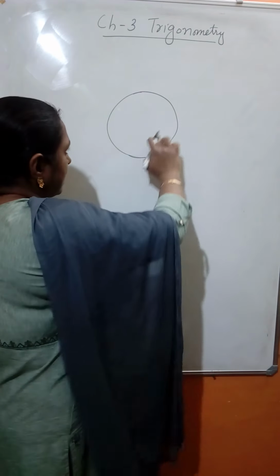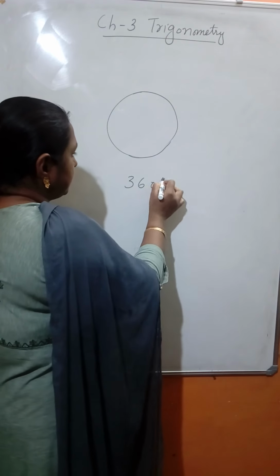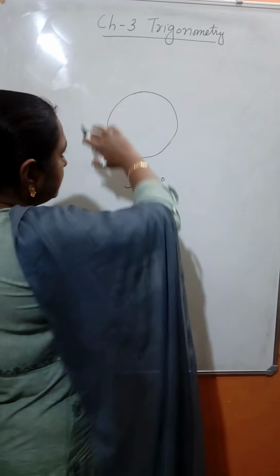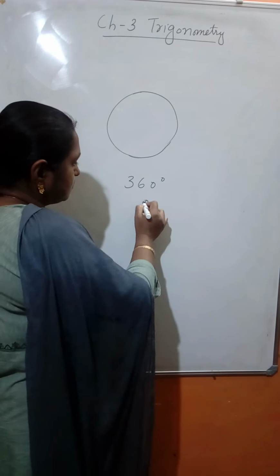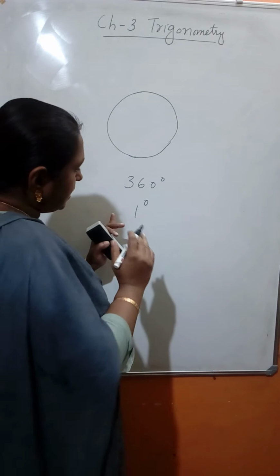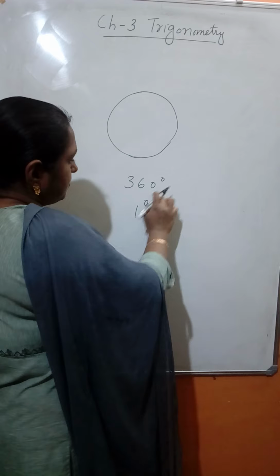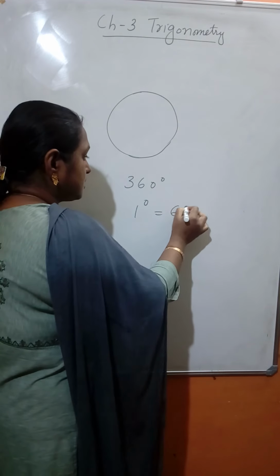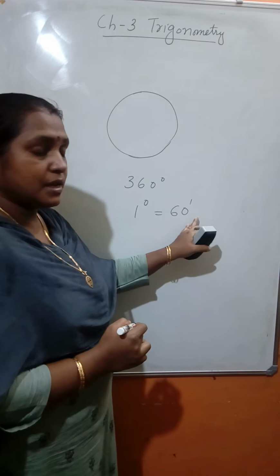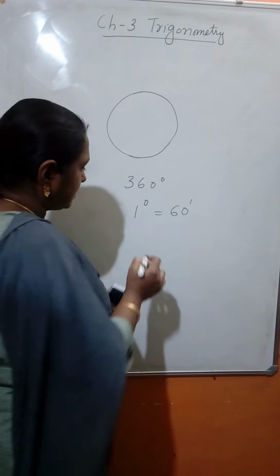So we know that the complete angle is equal to 360 degrees. If we divide this complete angle into 360 equal parts, each part is known as 1 degree. If 1 degree is divided into 60 equal parts, each part is known as a minute. That means 1 degree is the same as 60 minutes.